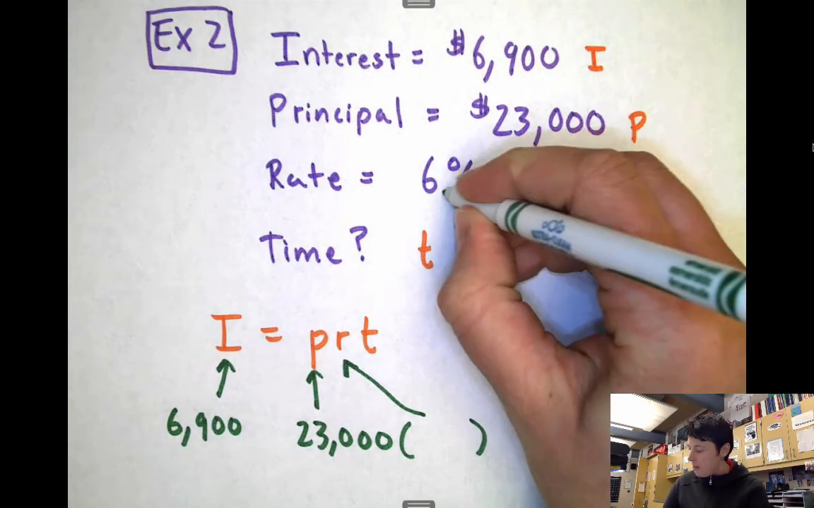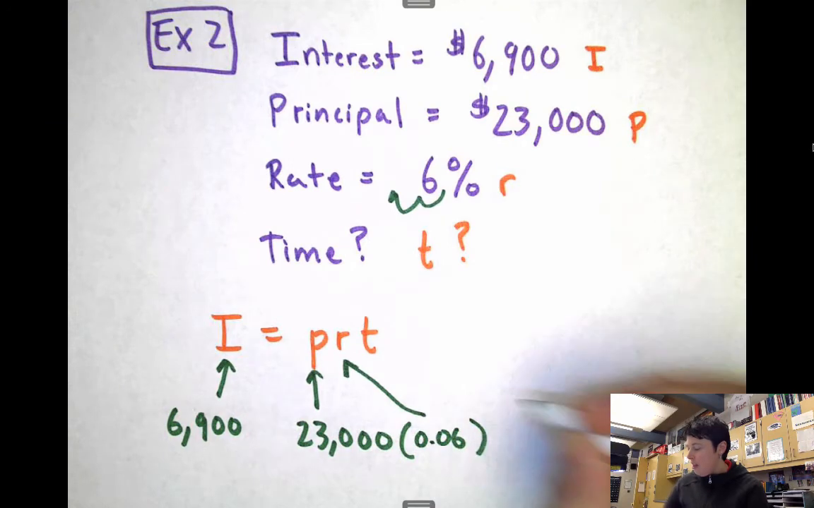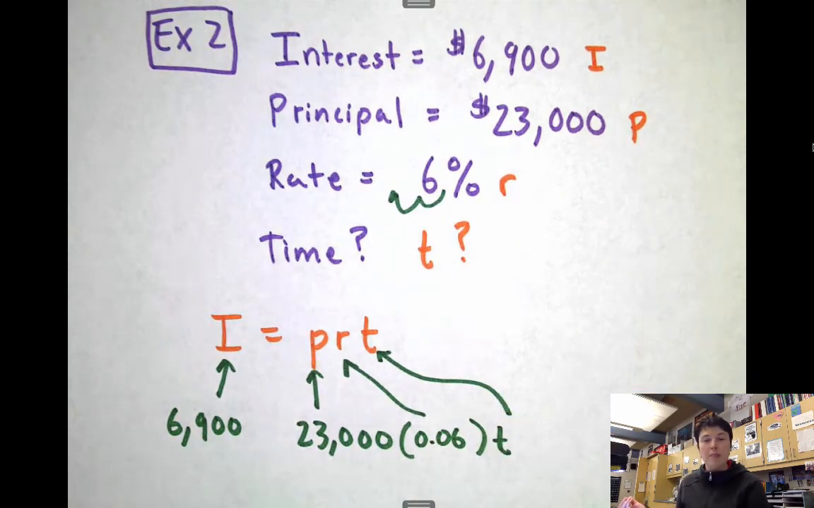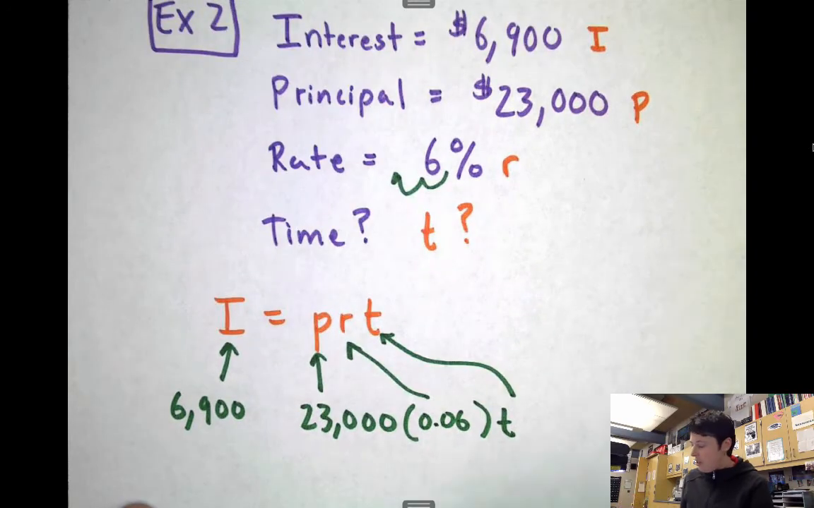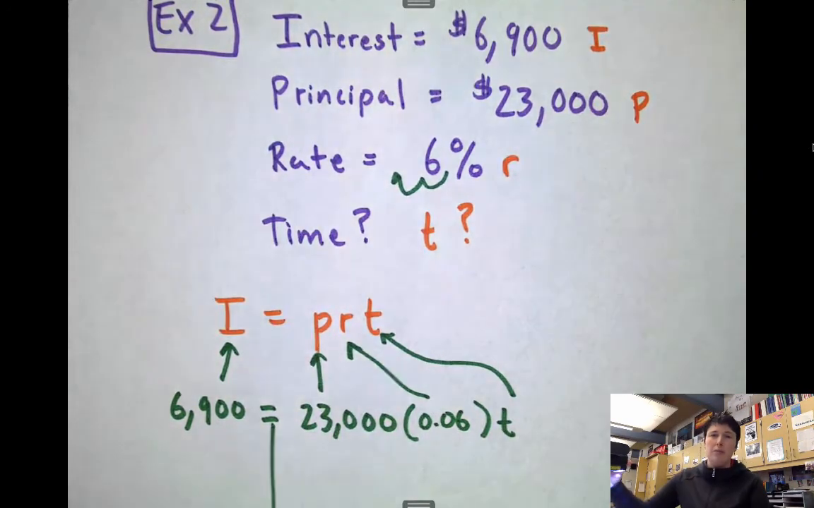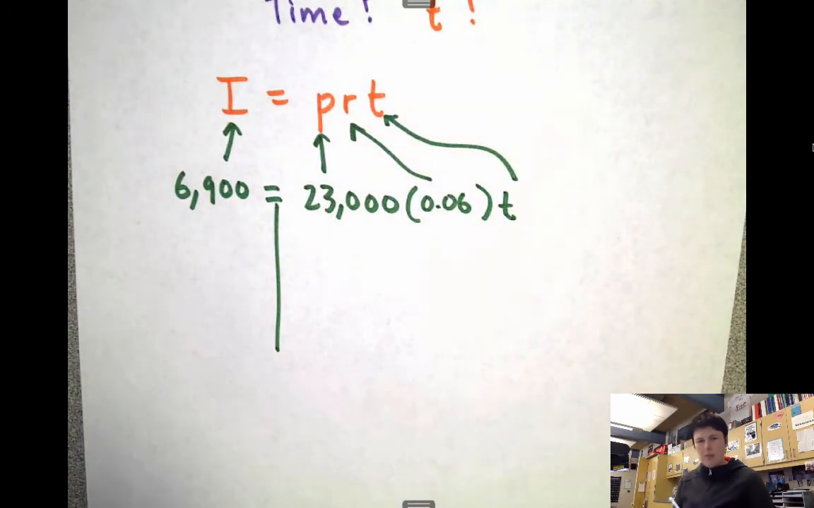We know your rate, I'll put here, is 6%. Now 6%, if you move the decimal, is 0.06. And then the time, that's the piece that we don't know. We're solving for time. That's the one thing we don't know. So I'm going to put my equal sign here. I'm going to put a line down the middle, and I'm going to solve this with the little bit of algebra that we need.